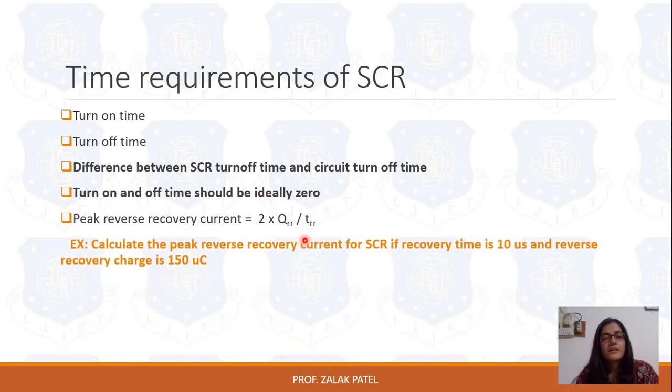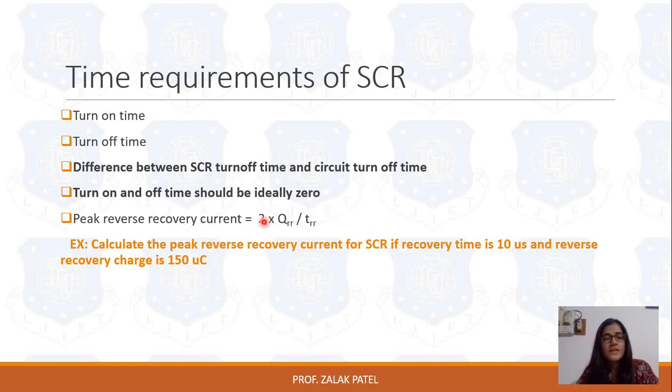Calculate the peak reverse recovery current for SCR if recovery time is 10 microsecond and reverse recovery charge is 150 microcoulomb. So reverse recovery charge means over here QRR value is mentioned 150 microcoulomb, means 150 into 10 raised to minus 6, and TRR means this 10 microsecond means 10 into 10 raised to minus 6.